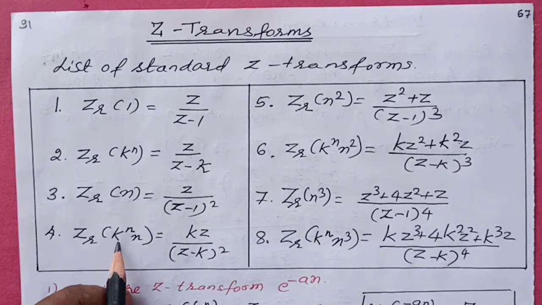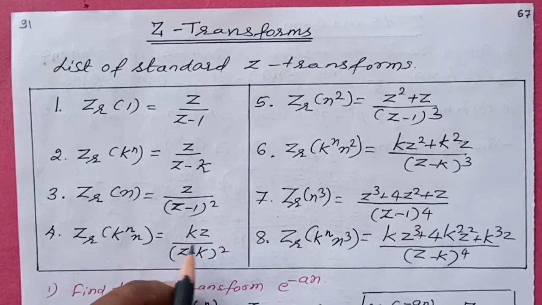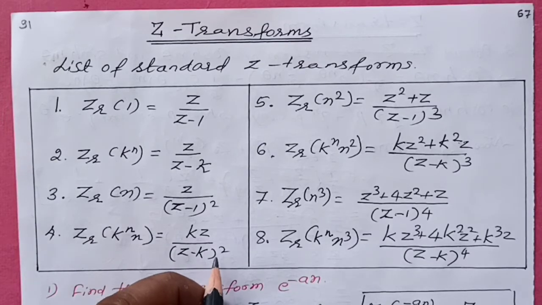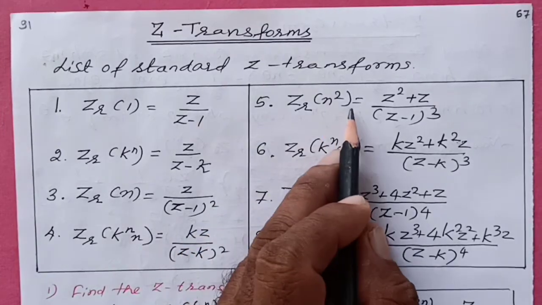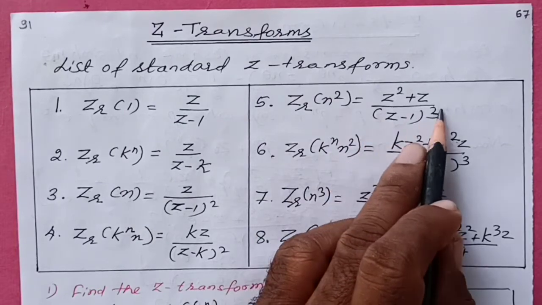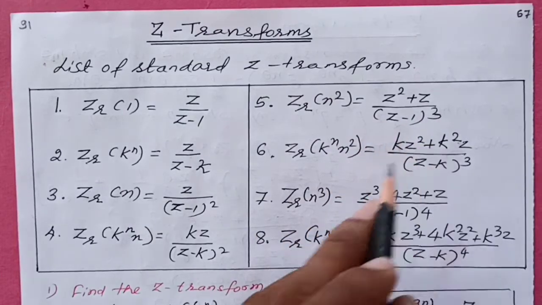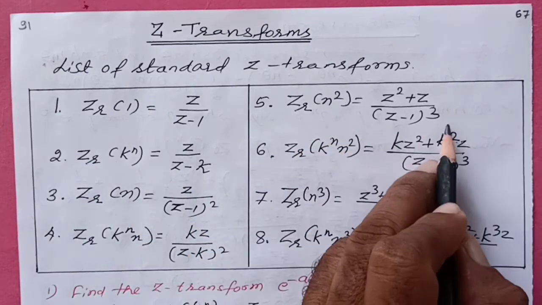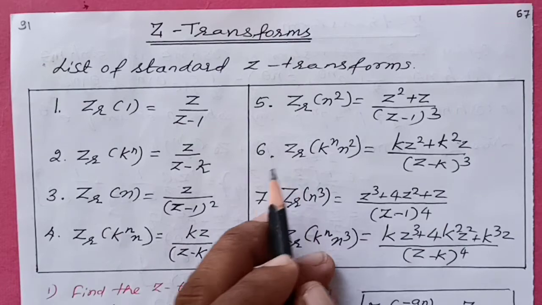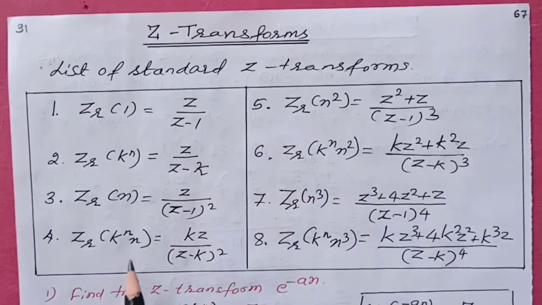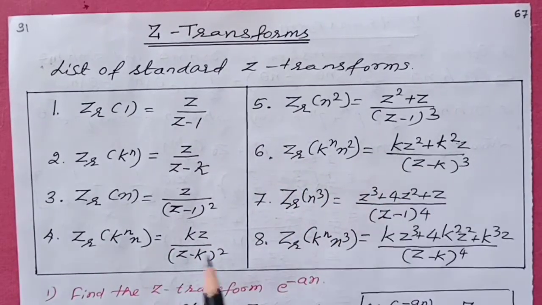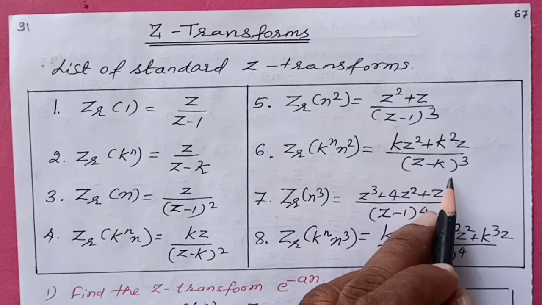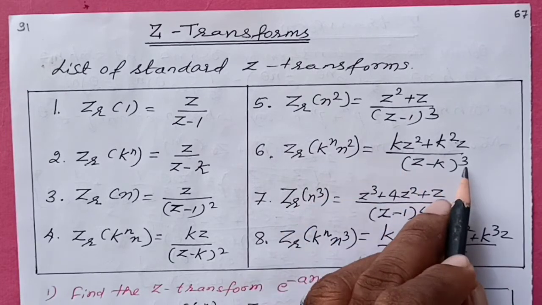Next, the Z transform of K raised to n into n is equal to Kz divided by Z minus K the whole square. Fifth one, the Z transform of n square is equal to Z square plus Z divided by Z minus 1 the whole cube. So n square gives cube, n gives square. So the Z transform of K raised to n into n square is equal to Kz square plus K square Z divided by Z minus K the whole cube. When it is square, it is cube.